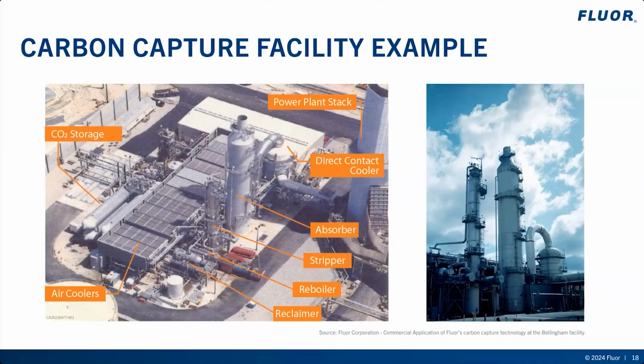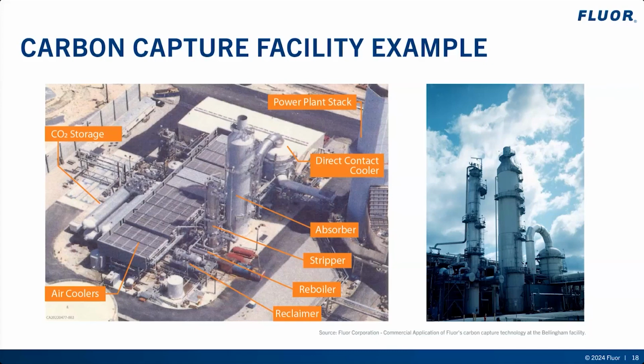So here are a couple photos of the post-combustion capture plant at the Northeast Energy Associates facility in Bellingham, Massachusetts that operated between 1991 and 2005. 330 tons per day of CO2 was recovered from a slipstream of stacked flue gas, equivalent to recovery of a 40 megawatt power plant. You can see the flue gas stack in the top right corner of the photo, with the flue gas routed to the direct contact cooling column in the middle of the frame.